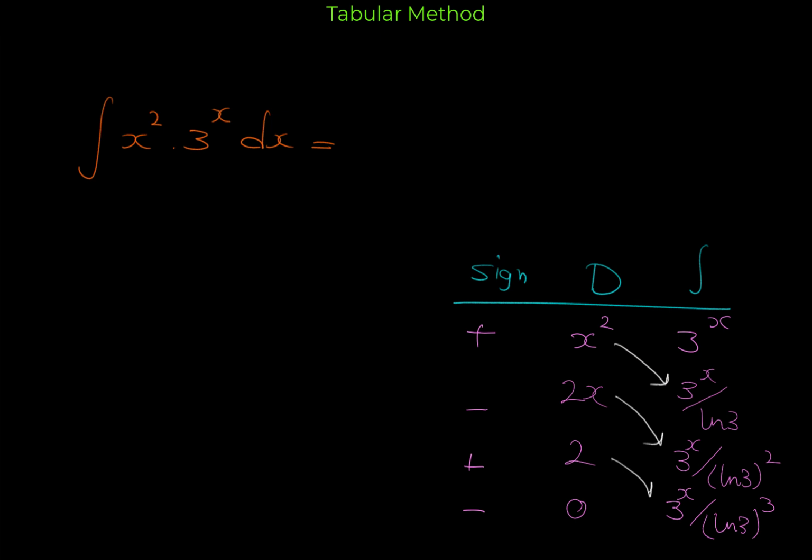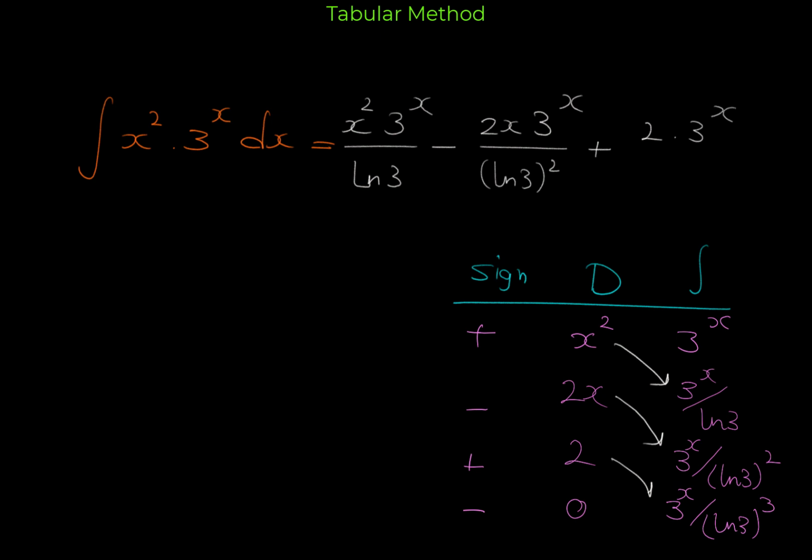The answer would be x² times 3 to the x over ln of 3, minus 2x times 3 to the x over ln of 3 to the 2, and finally plus 2 times 3 to the x over ln of 3 to the 3 plus c. Let's do one more example.